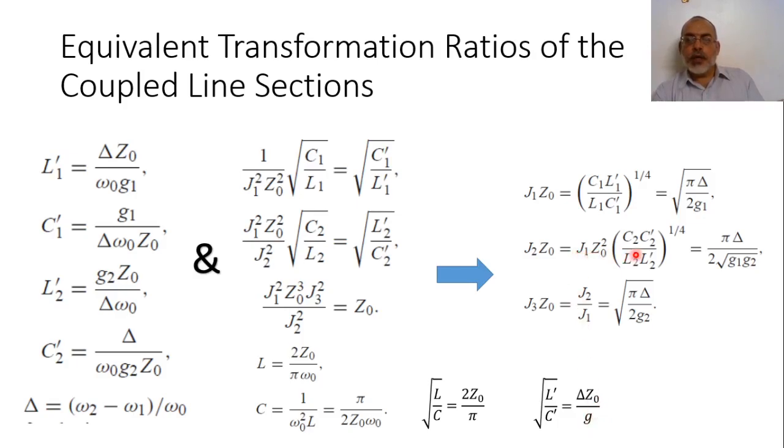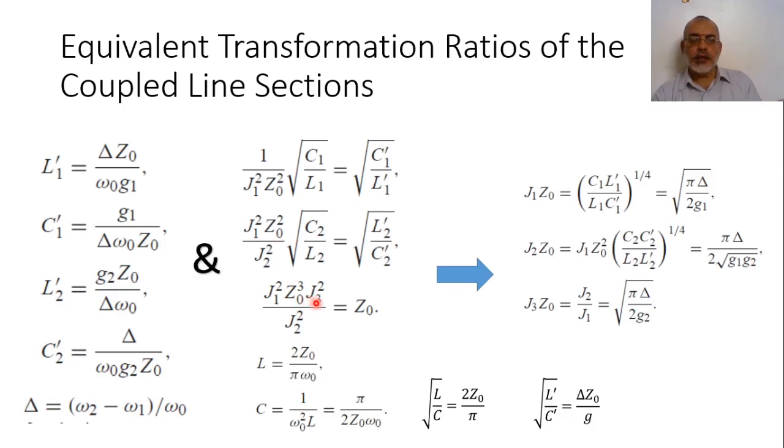Now by integrating all these parts together, we find that G2 Z0 equals pi delta over 2 square root G1 G2. Right? Finally, J3 Z0 can be obtained as follows.